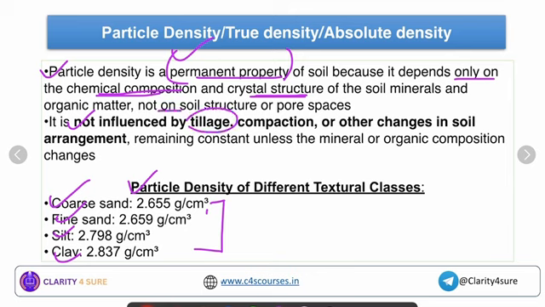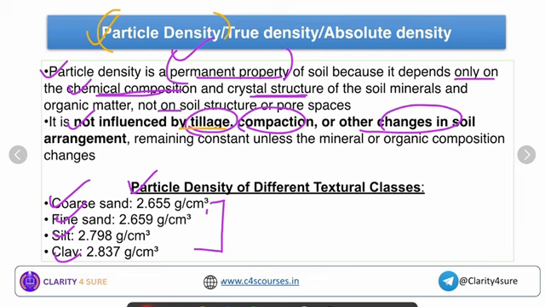It is not influenced by tillage, compaction, and other changes in the soil arrangement, because we know tillage and compaction or other arrangements are not going to have an impact on the chemical composition. It takes hundreds and thousands of years to change the chemical composition of soil. We learned that in the previous lectures. So for the same reason, that it is not influenced by tillage and compaction, the particle density is not that important for us, but the bulk density is more important from the agricultural angle.